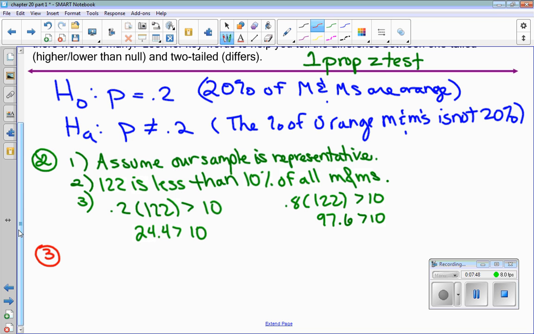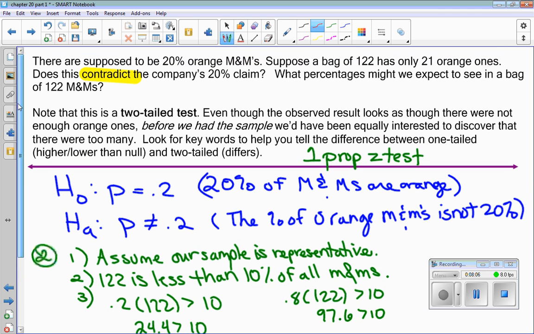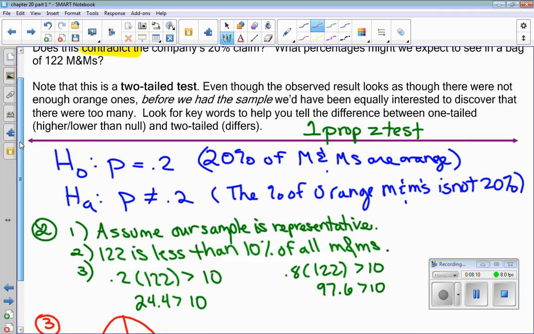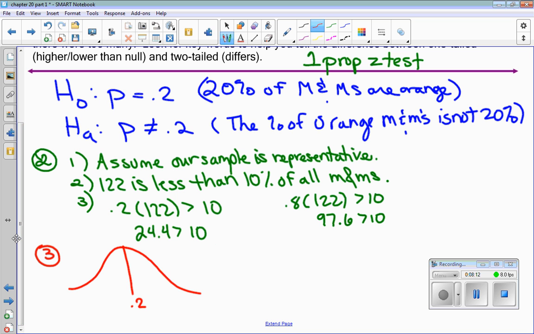the test statistic, and you can start to draw the normal curve if you want to figure out your p-value, which is step 4. I like to draw the picture because that helps me find the z-value. We know that 0.2 is going to go in the middle. Our proportion that we found, our p-hat, was 21 out of 122. So let's go ahead and write that information down.